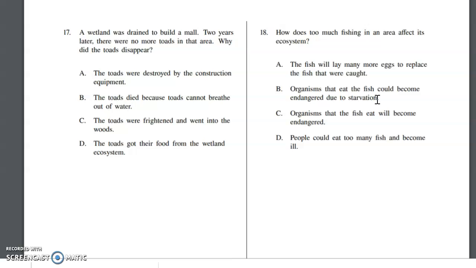D says people could eat too many fish and become ill. Okay. The most likely effect of too much fishing would be organisms that eat the fish would become endangered due to starvation. We're taking away their food source again.